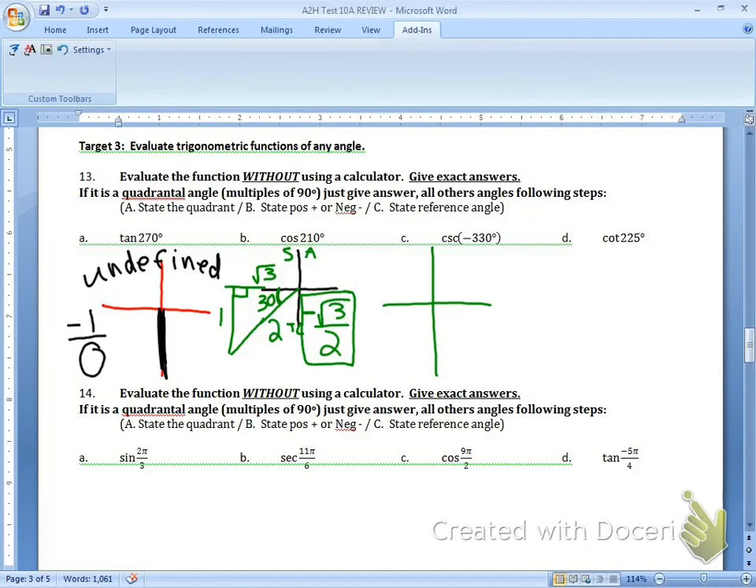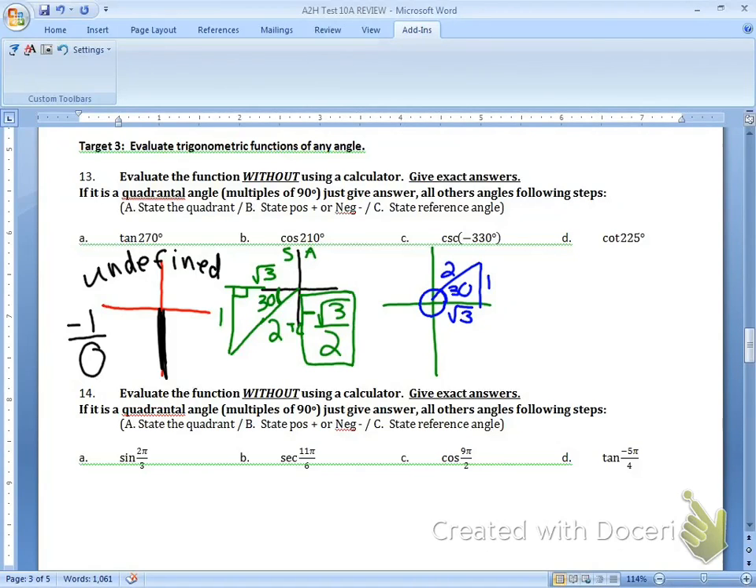Okay, so the cosecant of -330. So we're going to go backwards. That means we're going to go down and around, -330. We're going to end up here in the first quadrant. Our reference angle, how far away are we from making a full circle? Well, we are 30 degrees away here. So again, we set up our 30, 60, 90 triangle. Across from the 30 is a 1. Across from the 60 is a √3. Across from the 90 is a 2.